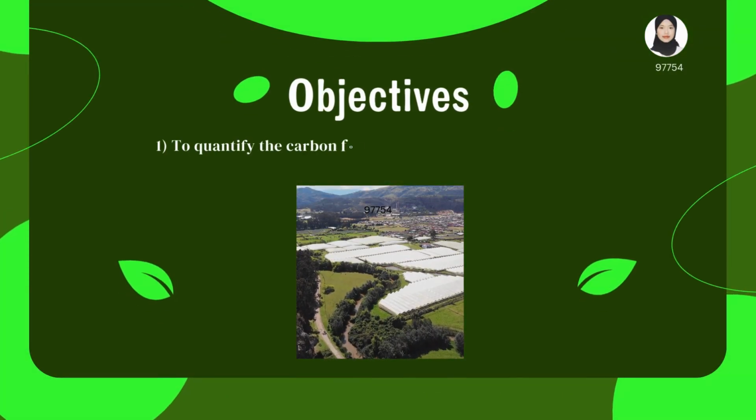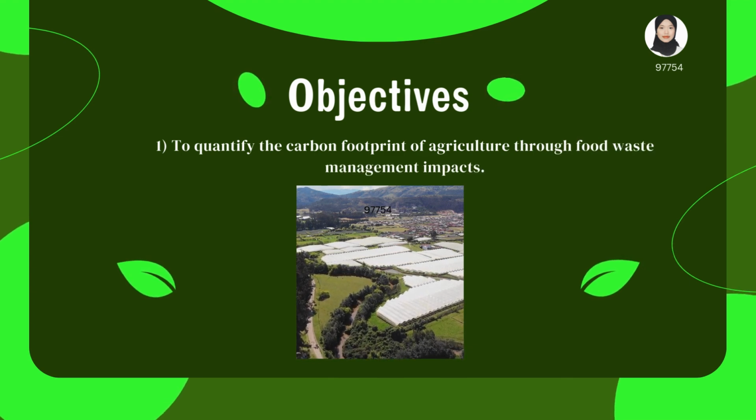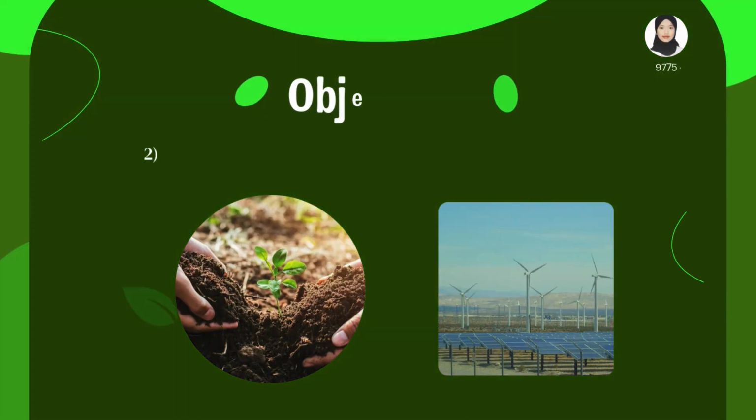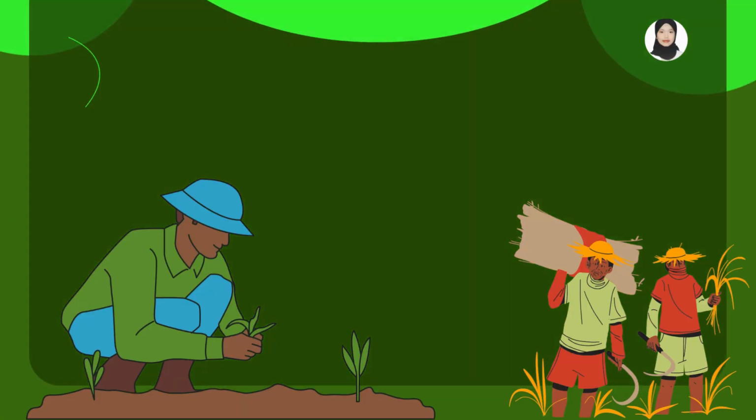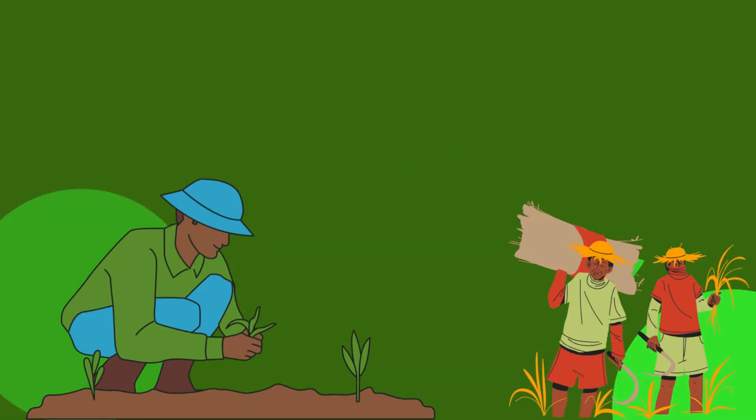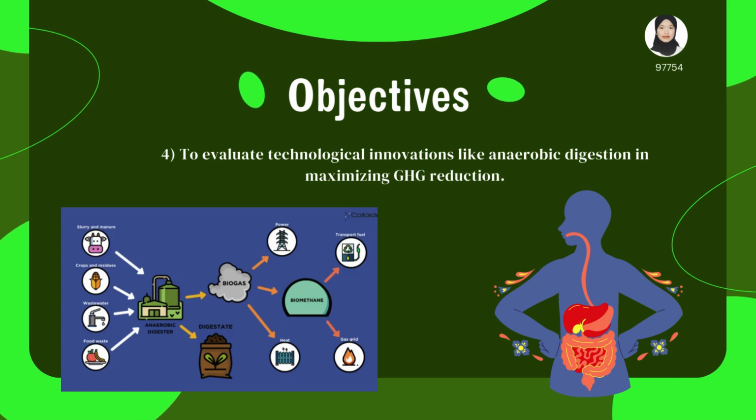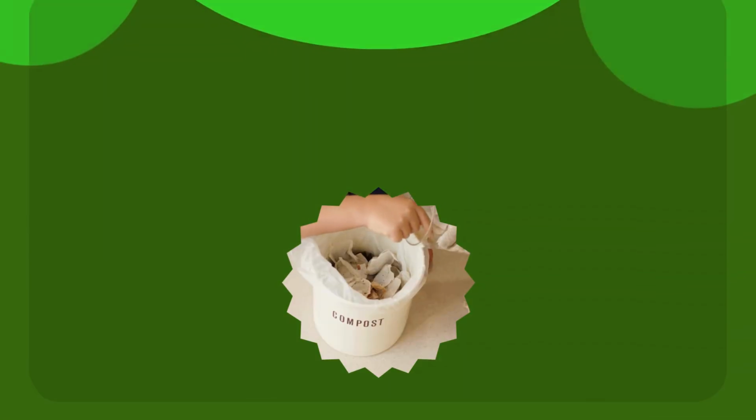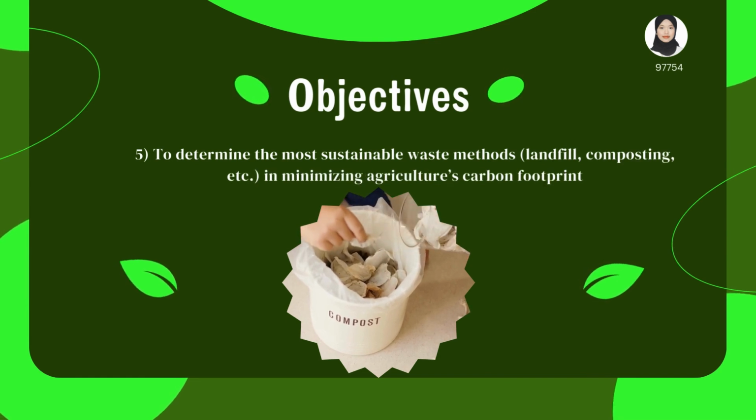There are 5 objectives of this research. Firstly, to quantify the carbon footprint of agriculture through food waste management impacts. Secondly, to assess soil conservation's role in reducing GHGs within sustainable farming. Thirdly, to identify effective waste strategies for lowering agricultural GHG emissions. Then, to evaluate technological innovation like anaerobic digestion in maximizing GHG reduction. And lastly, to determine the most sustainable waste method in minimizing agriculture's carbon footprint.